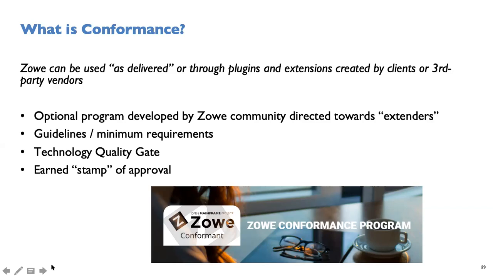This is an optional program for extenders. The program consists of a set of guidelines in the form of test criteria for each of the extensible components. Those components currently include APIs, CLI plugins, and plugin apps for the app framework. The criteria is a minimum set of requirements the extender must meet in order to ensure conformance is achieved. In a sense, this serves as a quality gate.